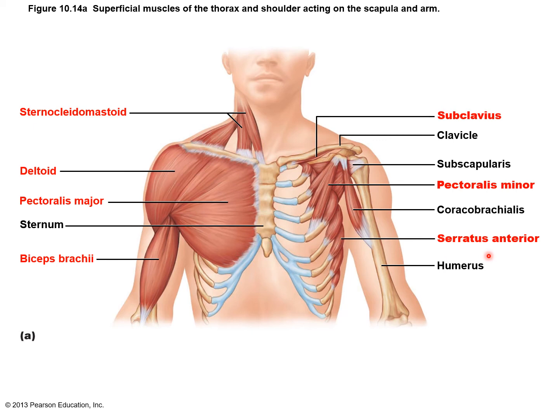Serratus anterior. Subclavius is actually in red, but it's not on the list, so don't worry about that one. Serratus anterior, the way that it attaches, it starts at the ribs and then it attaches to the scapula. What it can do is bring the arm up, and it's responsible for producing that movement that you see boxers perform when they're giving somebody an uppercut. So we call it the boxer's muscle for that reason.